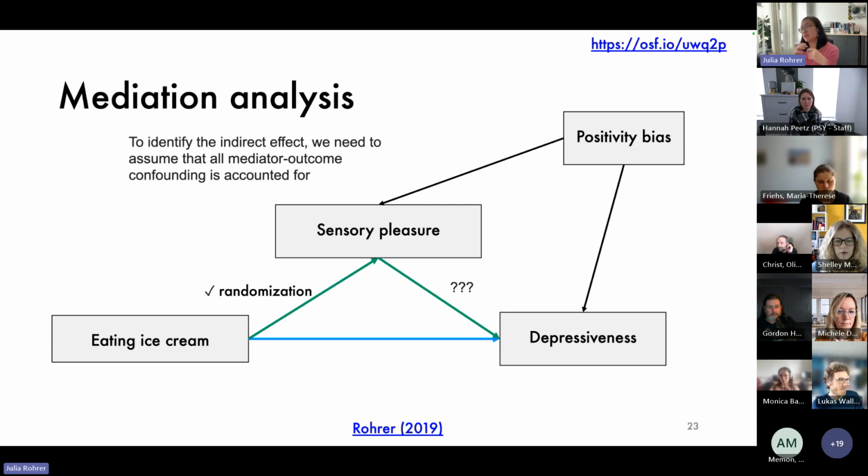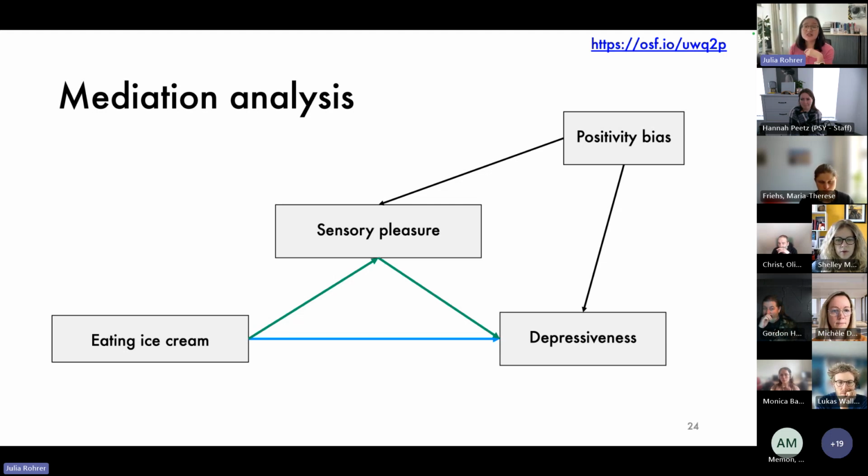So this is a big assumption in mediation analysis, that we have gotten rid of all of mediator outcome confounding, at least in the randomized case, where at least the treatment has been randomized. If the treatment wasn't randomized, there would be even more confounding to worry about. So we do need to worry about these confounders.